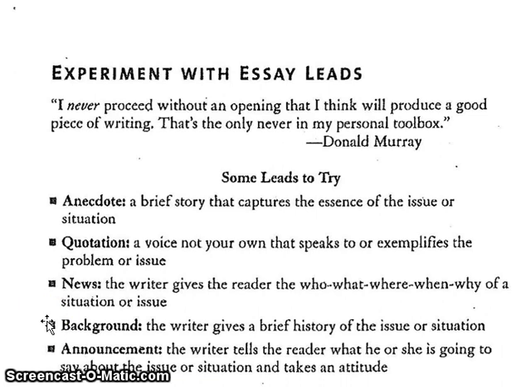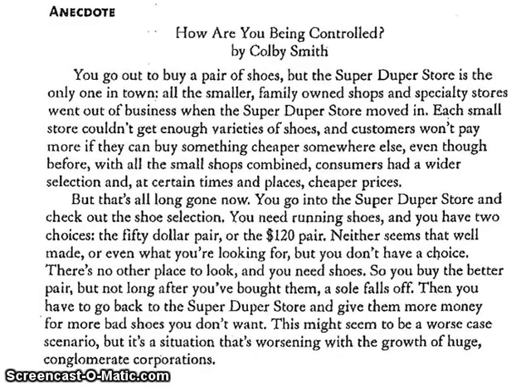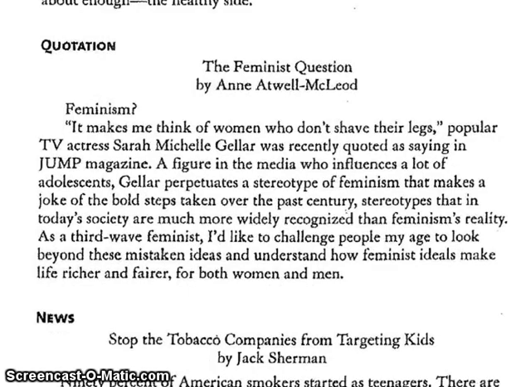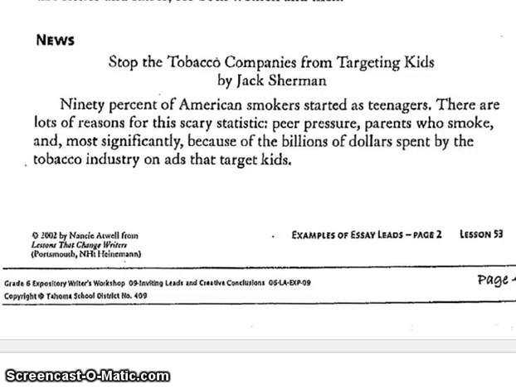Next, we have background, which is when the writer gives a brief history of the issue or situation. And finally, an announcement where the writer tells the reader what he or she is going to say about the issue or situation and takes an attitude. Next are some brief examples on how to use the suggested leads in your introduction. Keep in mind that you may pause the video at any moment to write notes.